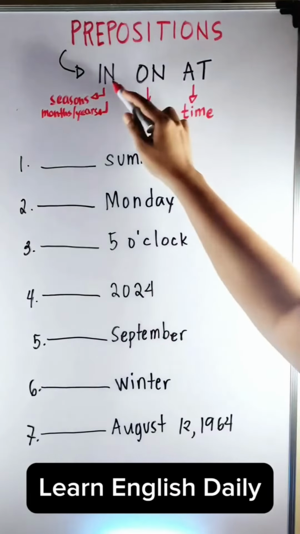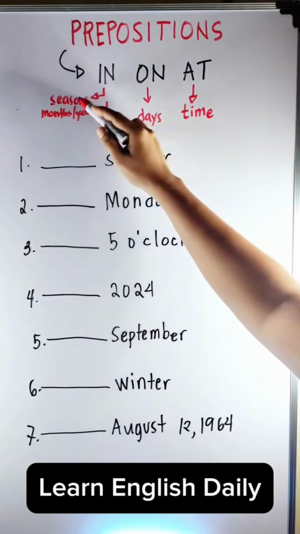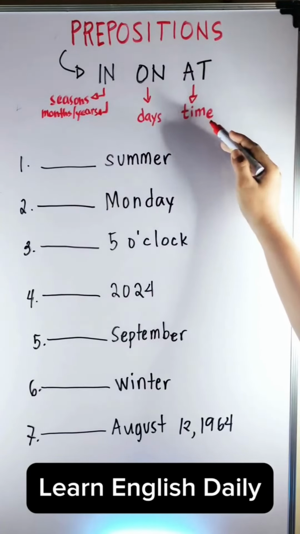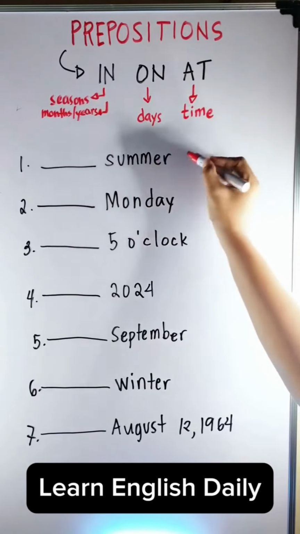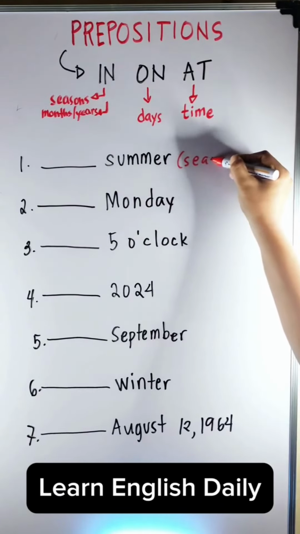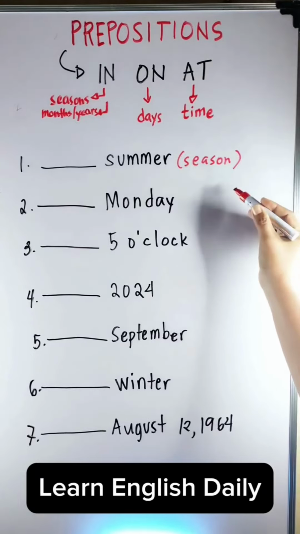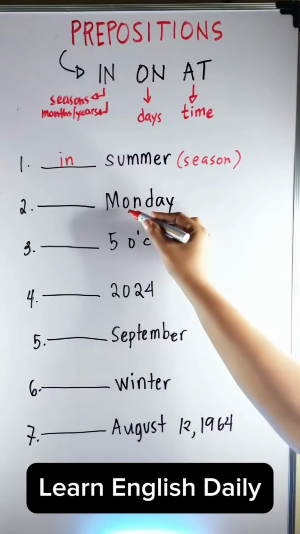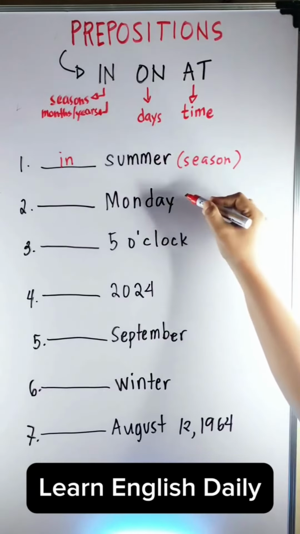Prepositions in, on, and at. In is used for seasons, months, and years. On is used for days, while at is used for time. Summer is a season. Right, the answer is in. In summer. Monday is a day.